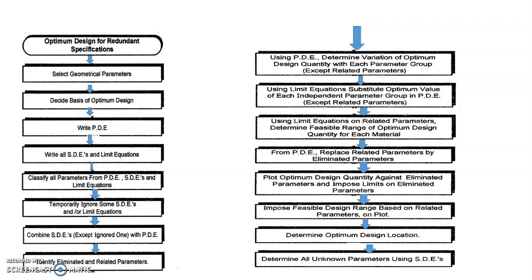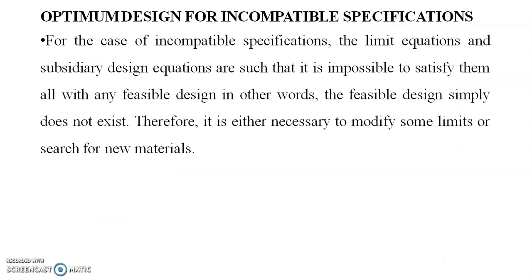Then we are going to plot the optimum design quantity against the eliminated parameter and impose the limit on the eliminated parameters. Impose the feasible design range based on the related parameter on the plot, and then determine the optimum design location, and at the last step determine all the unknown parameters using SDE. So this is the generalized method for optimum design for redundant specification.